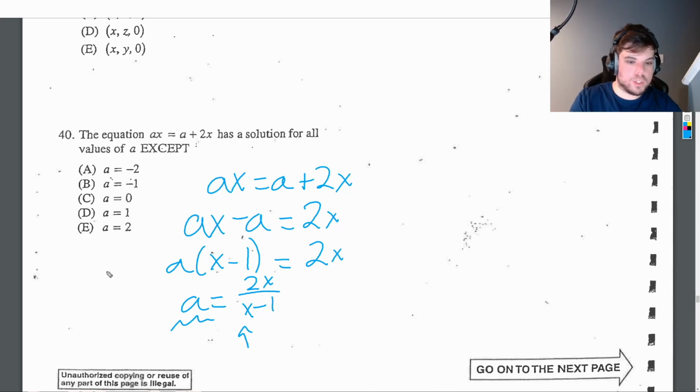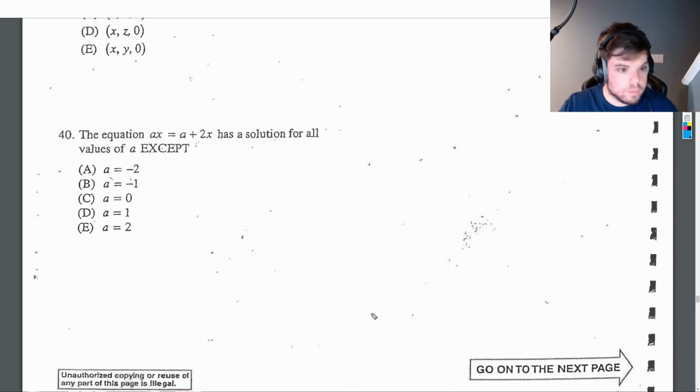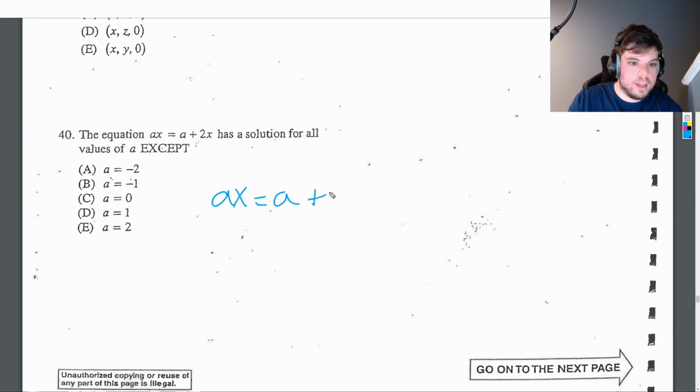Whoopsies. I think I solved it for the wrong variable, didn't I? Yeah, a equals 1. Whoops, no, I solved this for the wrong variable. So ax equals a plus 2x. So we gotta solve this for x. So then negative a equals negative ax plus 2x. I just flipped around these two terms.